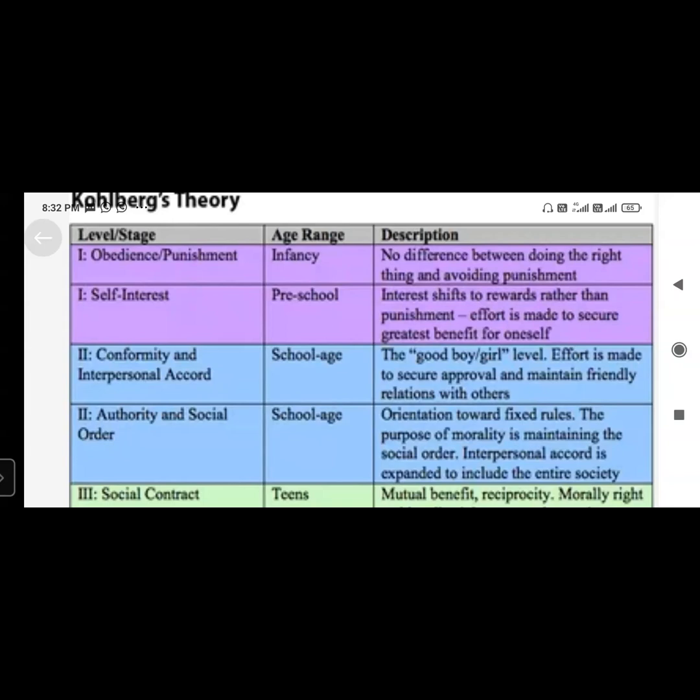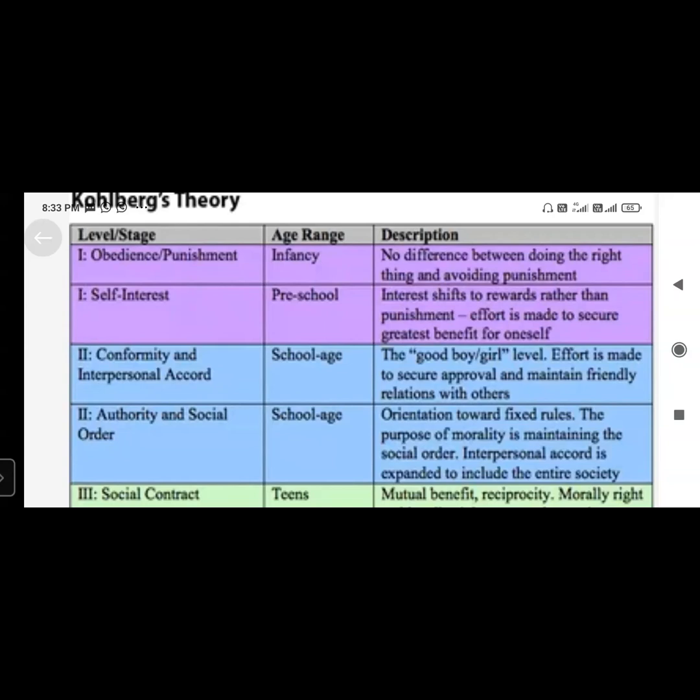Obedience is very simple, following the rules and regulations. Under the age range, infancy is written. Infancy is the early childhood, when the child is very small. And the description says there is no difference between doing the right thing and avoiding punishment.